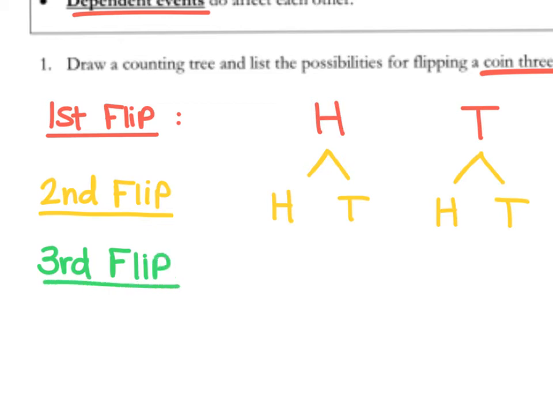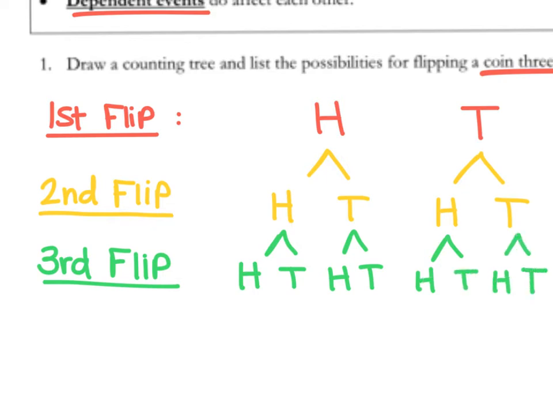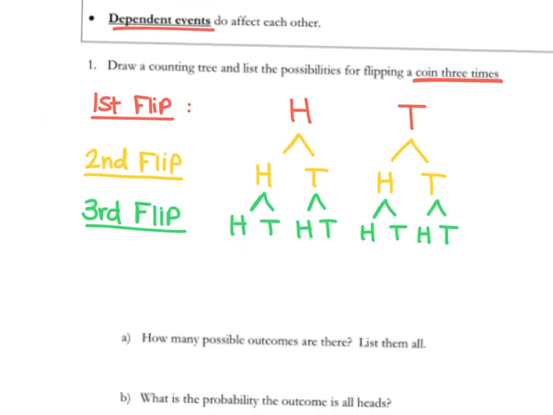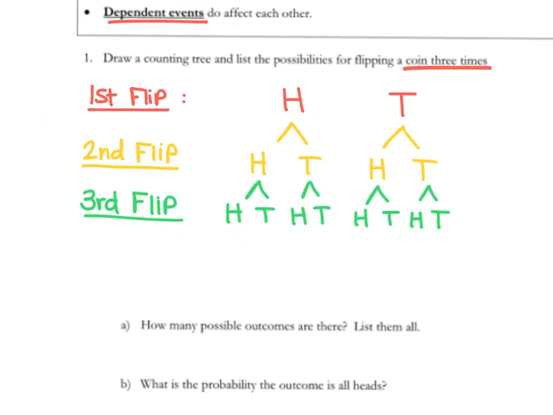So the third flip, from this possibility, heads or tails. From this possibility, heads or tails. This possibility, heads or tails. Last one, heads or tails. So there's my tree diagram. That's what the first question is asking. Just draw your tree diagram. And that's a beautiful one if you ask me.